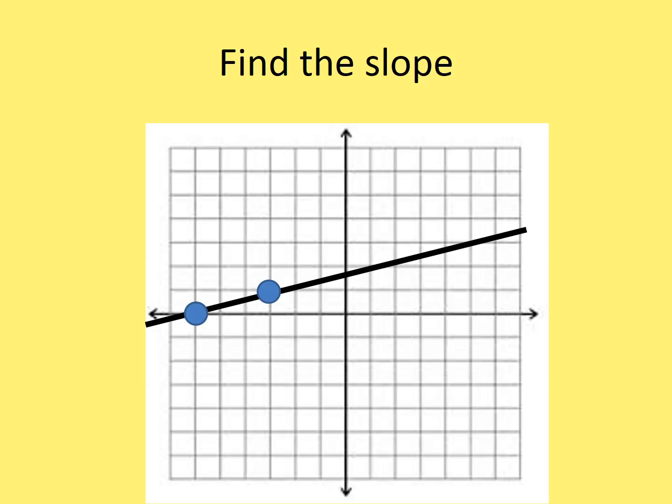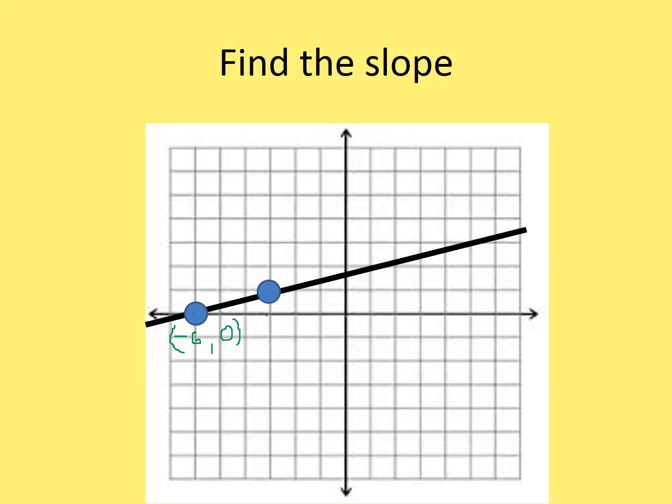Find the slope. Slope here is positive because the line is going up as it moves from left to right. And again, I'm going to find where those points are. So that's negative 1, 2, 3, 4, 5, 6. So this is 6 to the right, and it didn't go up or down at all. So the y value is 0.